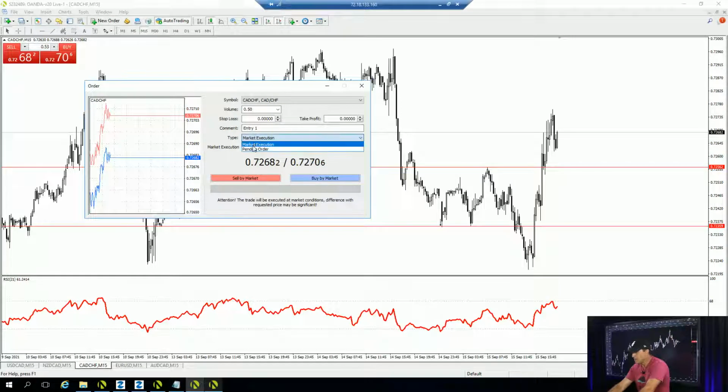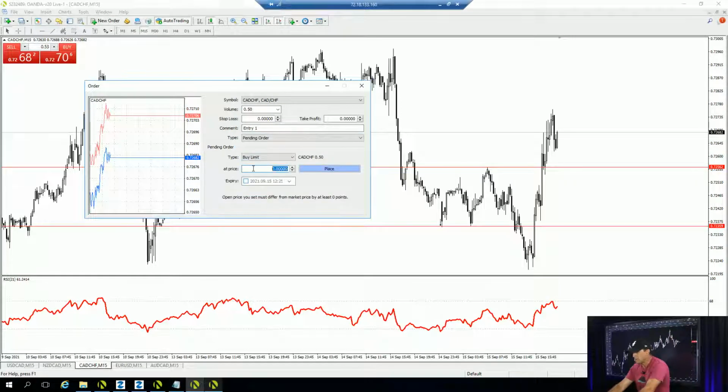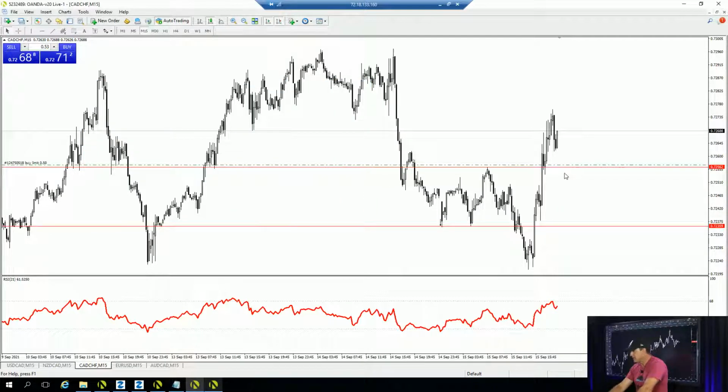And it's going to be now a buy limit order. And we're going to go at 72.57. So 72.57, we're going to go ahead and buy in at that point right here. That's going to be right here at that support right there. Perfect.